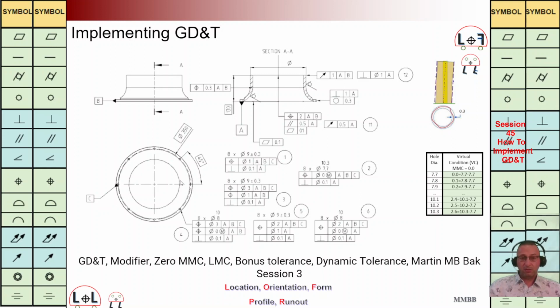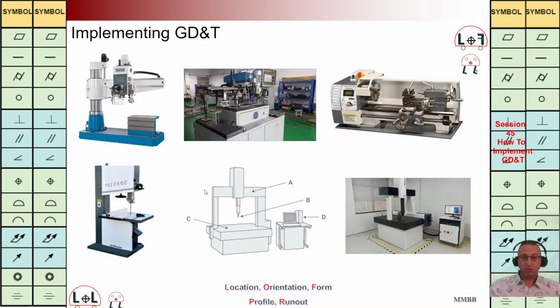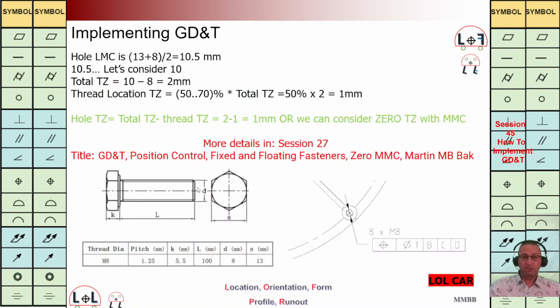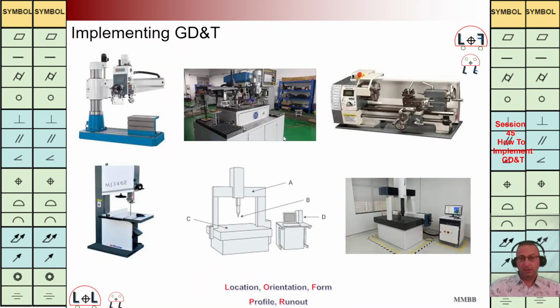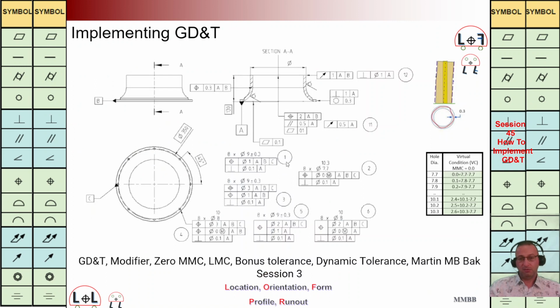Now let us talk about these 8 holes here. We have calculated the total TZ is 2, and for the hole, the TZ should be 1. Case 1 is straightforward. We are going to have, let's say, positioning and orientation. This TZ is 1 here, we can see in case 1, with respect to ABC, and it should be perpendicular to A with a TZ of 0.1.